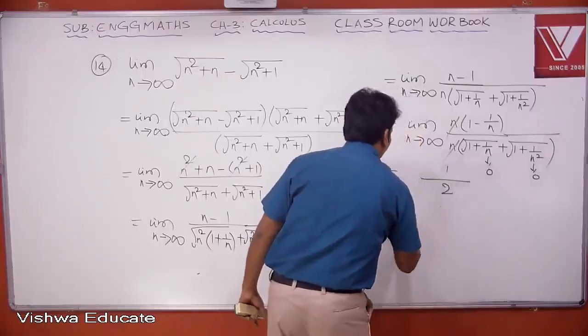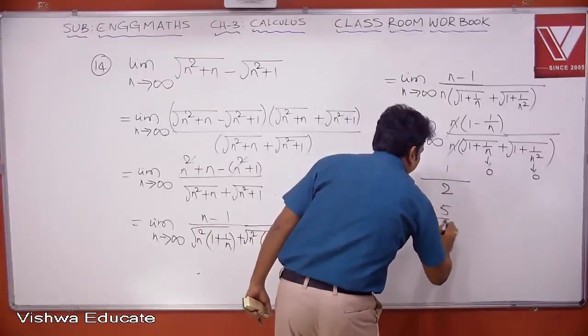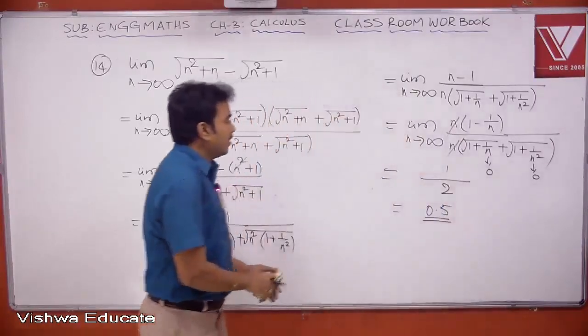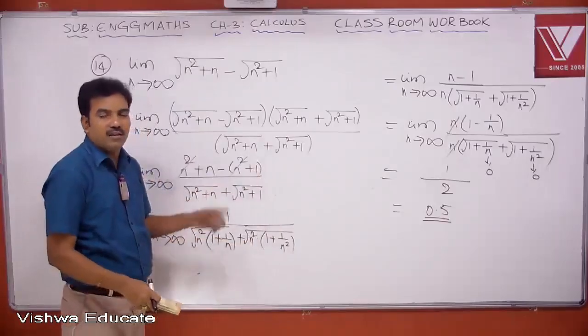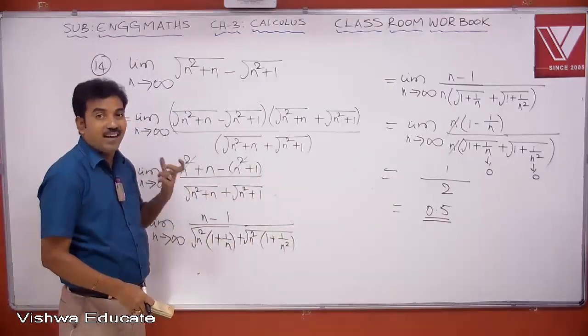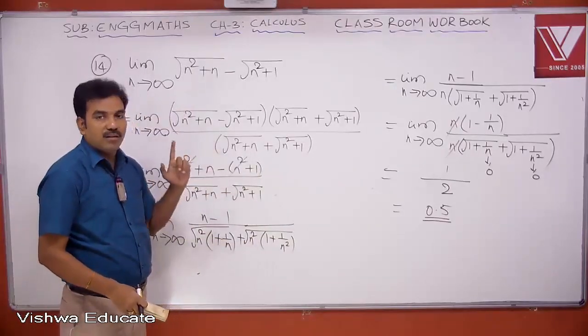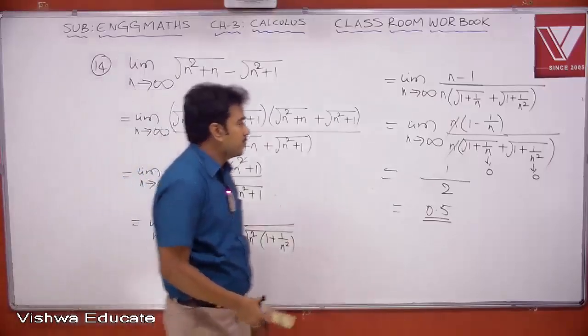So this is again 1 by 2. So the answer is 0.5. This is just like the previous question, rationalization followed by cancelling n from numerator and denominator. So you get 1 by 2.